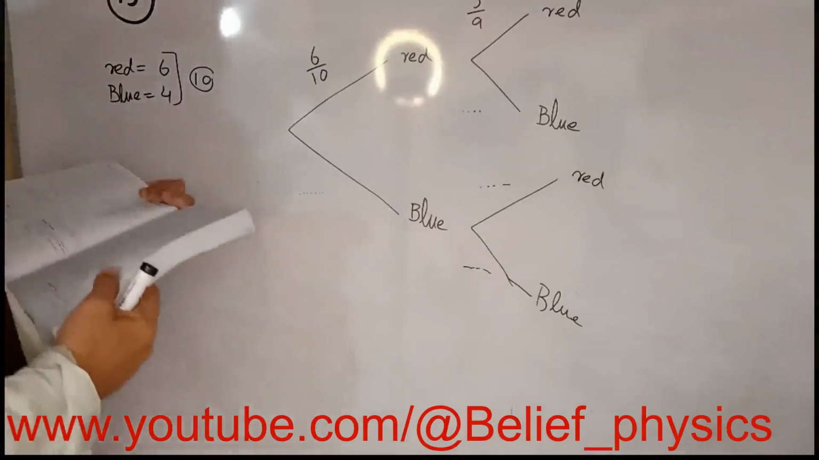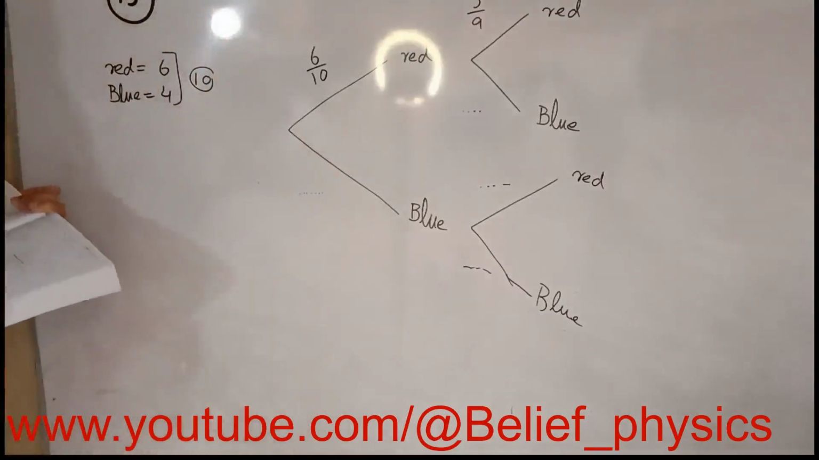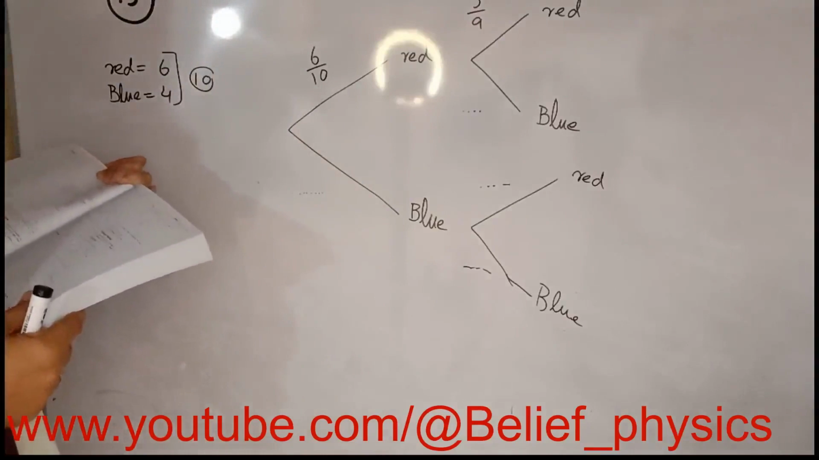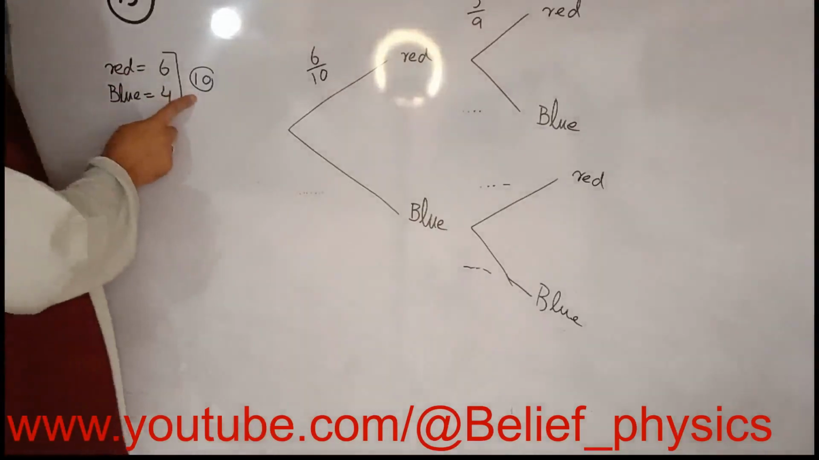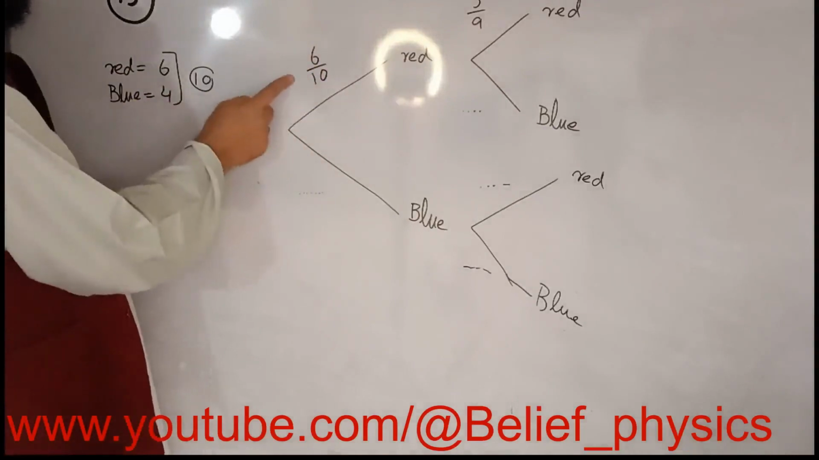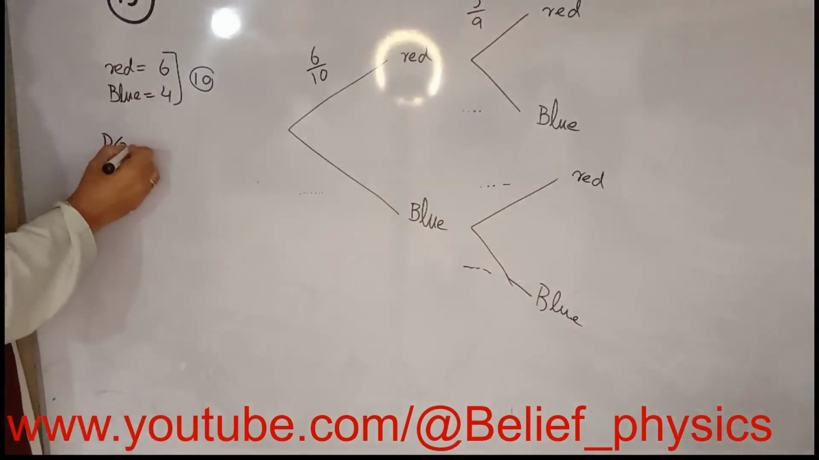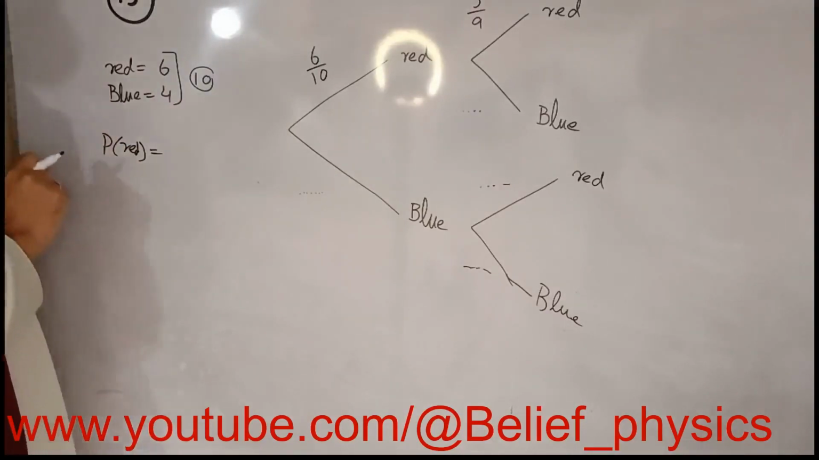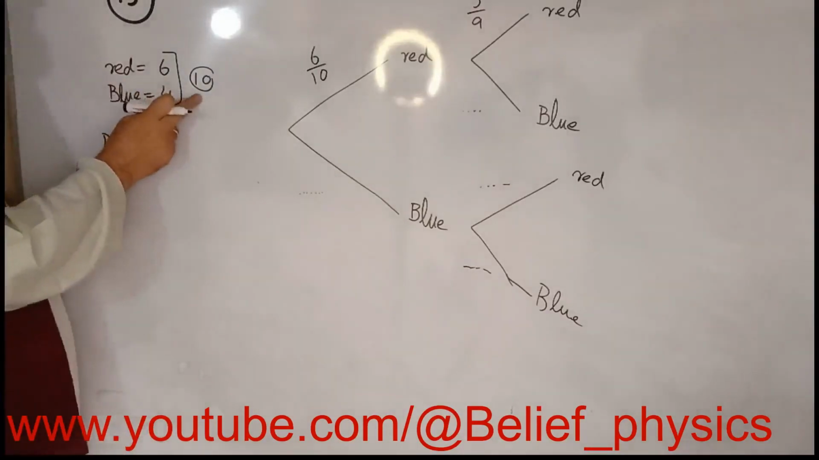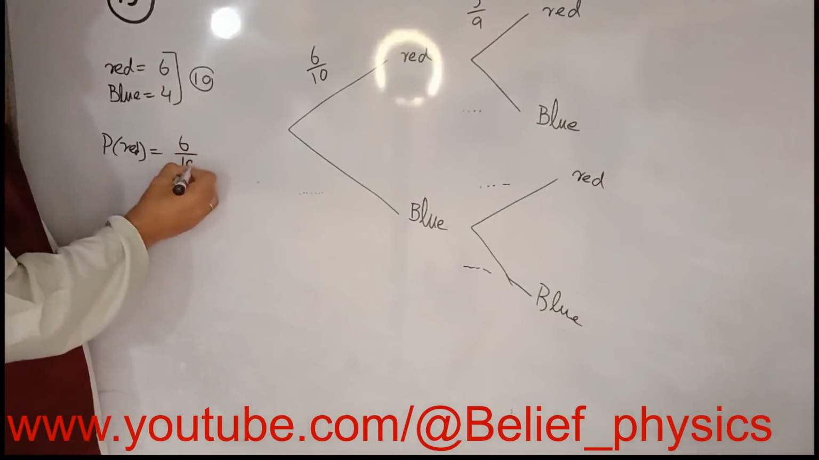The tree diagram for this is given below. We have to complete this tree diagram. There are some missing values. Overall there are 10 counters. So what is the probability of red? The probability of red is equal to the number of favorable outcomes divided by total outcomes. The total is 10. How many red? Red is 6. Therefore the probability of red is 6 over 10.